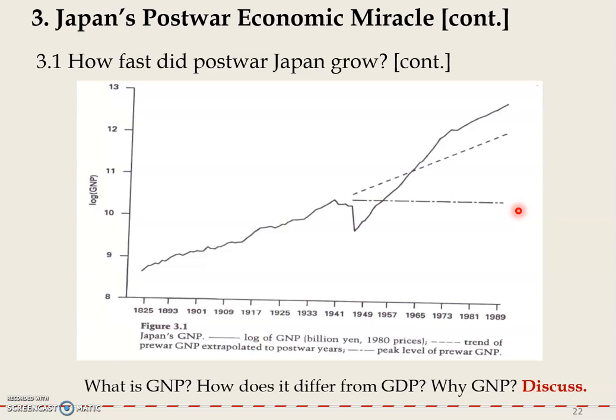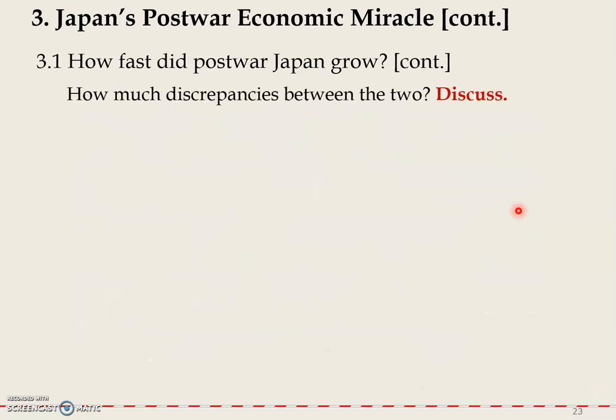So here we want to know why on this chart we did not use GDP. Instead, we actually use GMP to show this post-war growth of the Japanese economy. Again, do some research and probably go back and look at your notes and your textbook for intro or intermediate macroeconomics. All right.